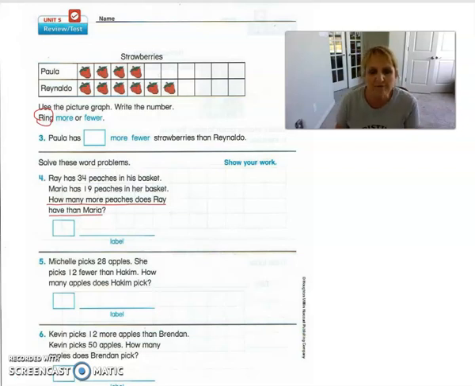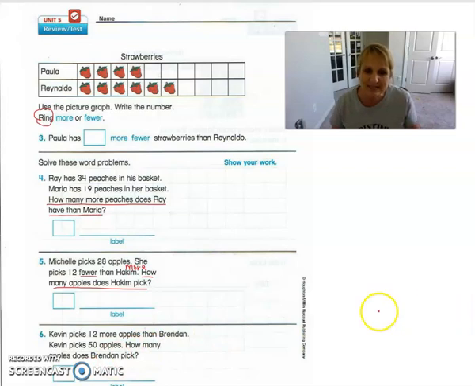All right, number 5. Michelle picks 28 apples. She picks 12 fewer than Hey Kim. We want to know how many apples Hey Kim picks. Remember that if Michelle picks 12 fewer, Hey Kim picks that many more. And we want to know how many Hey Kim picks. So decide how you're going to solve that problem and show your work right over here. Go ahead and begin.